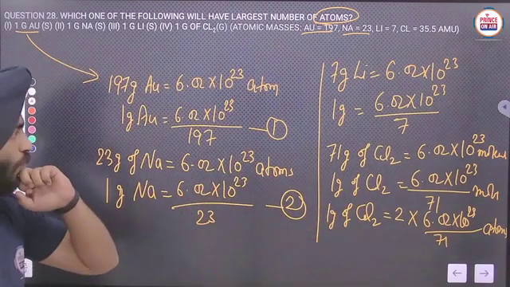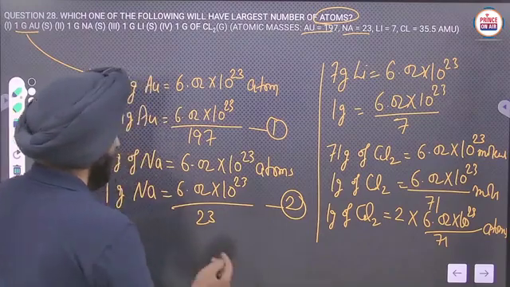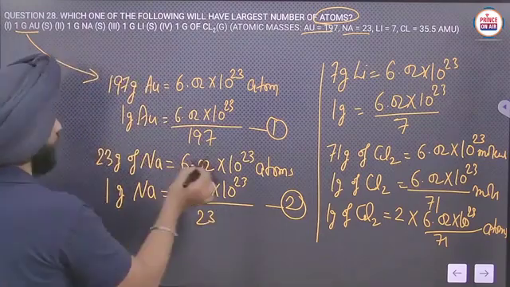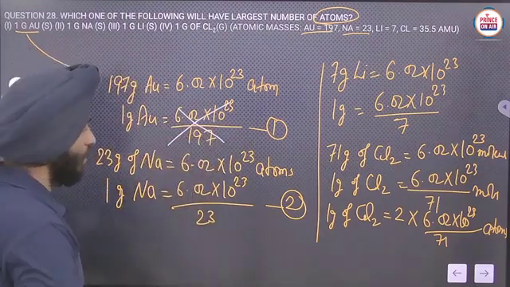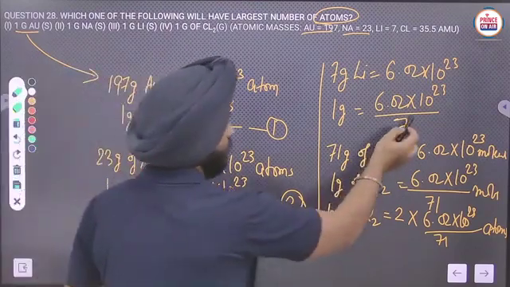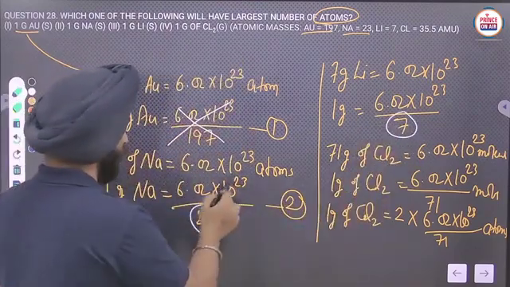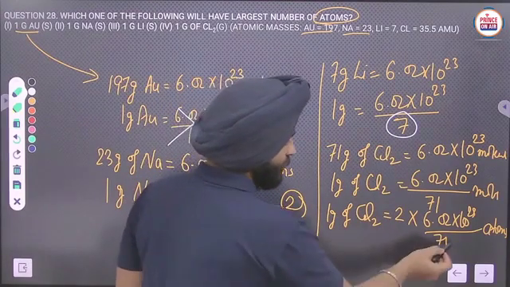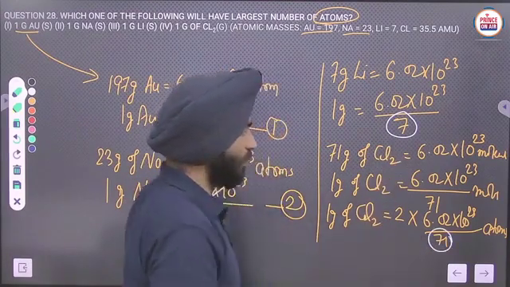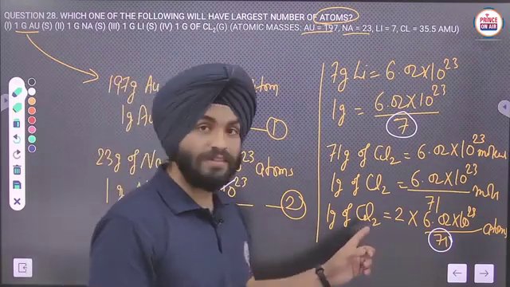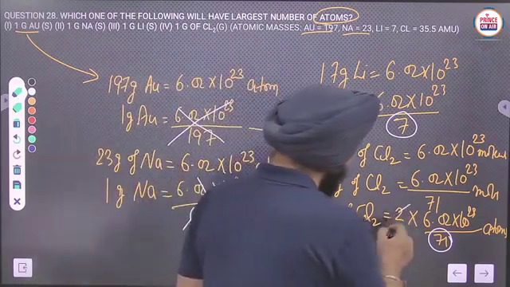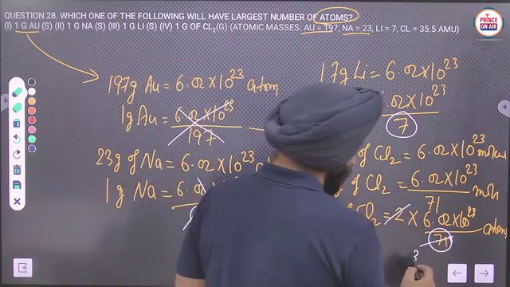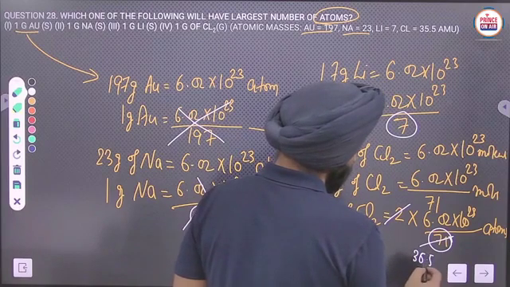Okay, in this case, this value is very big, so neglect this. Here 23 and 7, so it can also be neglected. Now just compare these two values. Here it is 71 and here it is 7, but it is multiplied by 2 also. So you can cut it and we will get 35.5.